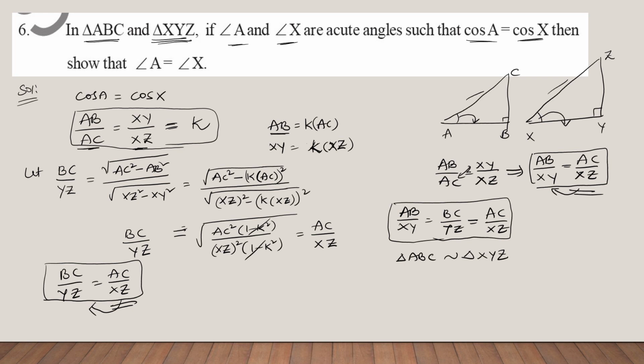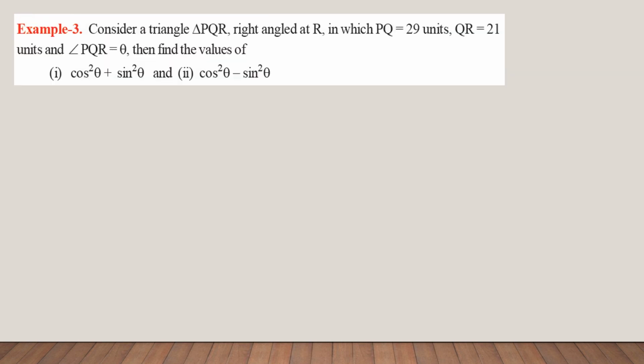Since these two triangles are similar, their corresponding angles are equal. So angle A is equal to angle X. This is nothing but what we had to prove. So we have proved it here. Next, moving on to the next question, example number 3.